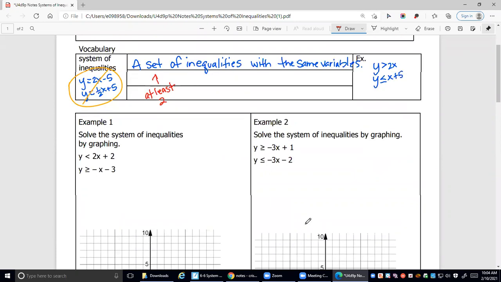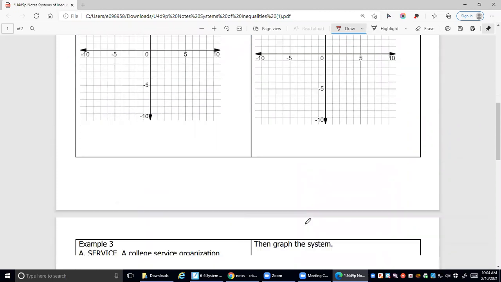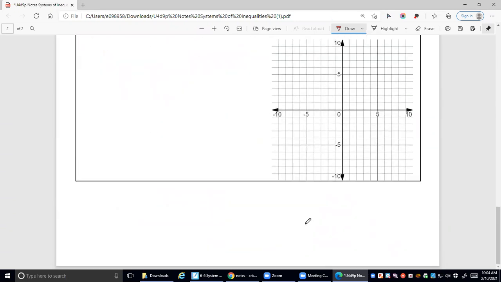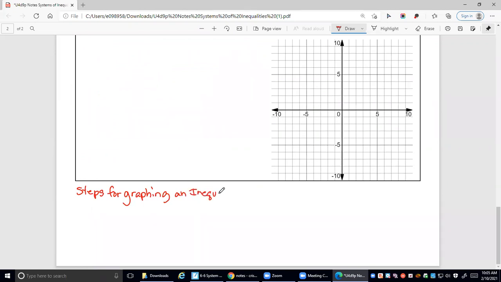So before we get started on this, I'm going to go all the way down to the bottom of the page, okay? Because I want to talk about a few things. I'm going to go all the way to the very back. And right here, I want to talk about the steps for graphing an inequality. Now, technically, we have already done this lesson. Whether or not y'all remember, that's another thing. But for graphing an inequality, okay?